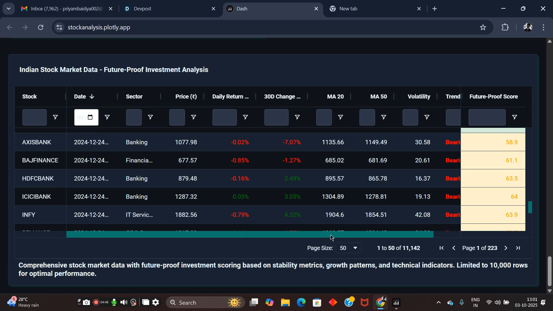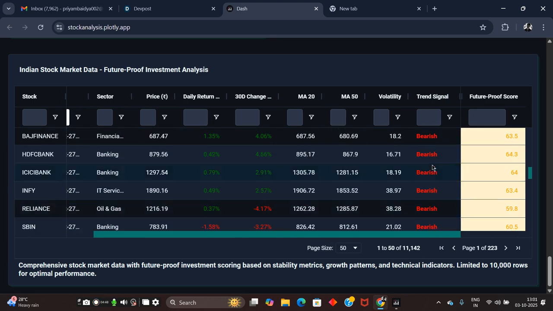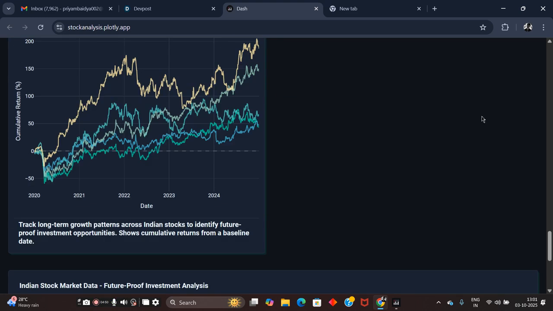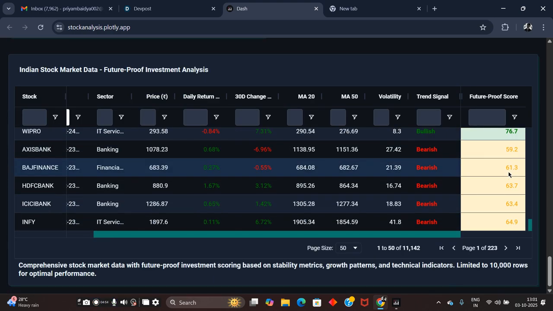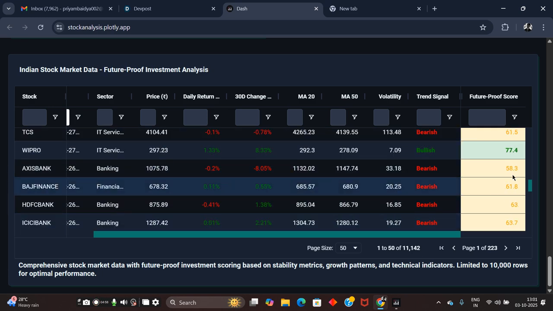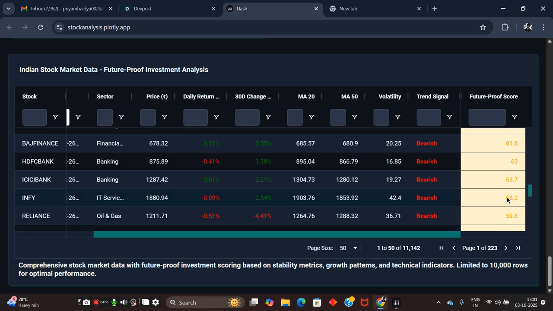And so now here we can see which trend signal is bearish and which is bullish. All these future-proof scores are presented here: 77.4, 76.4, 77.4 Wipro, 76.4 is also Wipro.